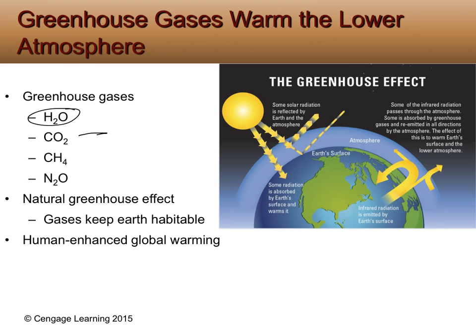CO2 is another greenhouse gas. That one's going to come back later in the year when we talk about climate change. Methane is a big one, and nitrous oxide. So make sure you know those greenhouse gases. We do have a natural greenhouse effect, which keeps our Earth habitable. Otherwise, we would be cold. What essentially happens is the sun's rays come to the Earth, the Earth absorbs the energy and actually will re-release it. Then these gases hold that temperature.